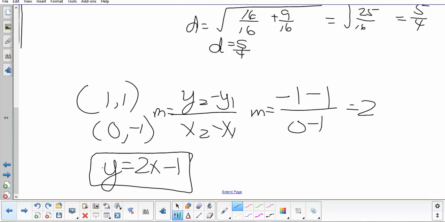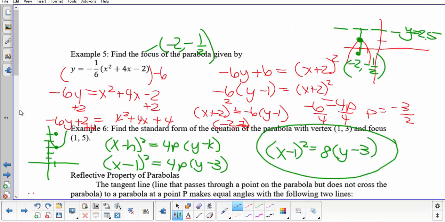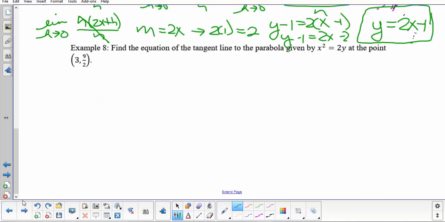So you can choose either method you like to try the next example. So, like you did before, pause the video, try the example, then watch the video to see if you got the correct answer.